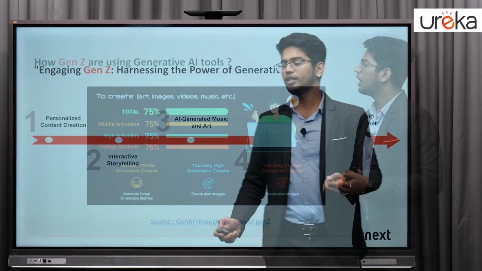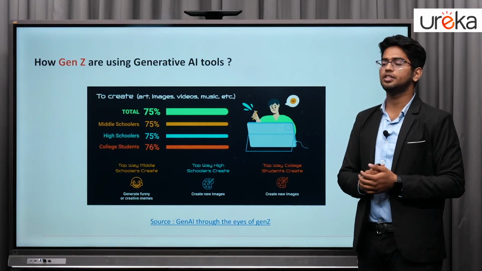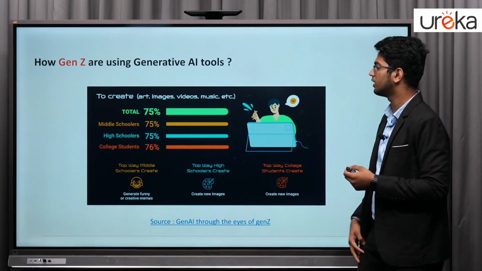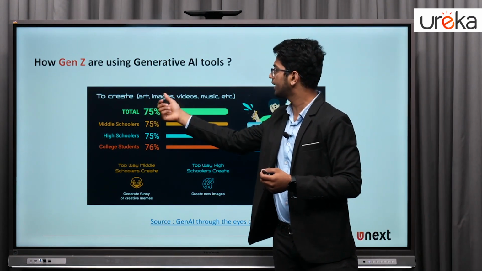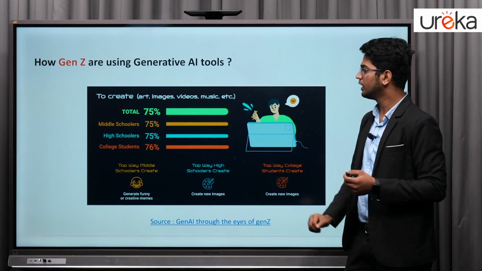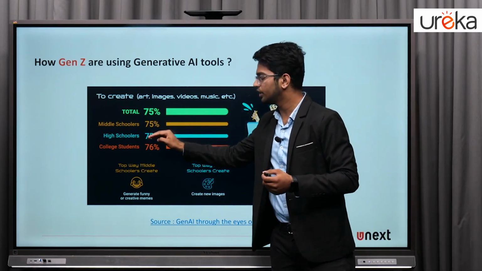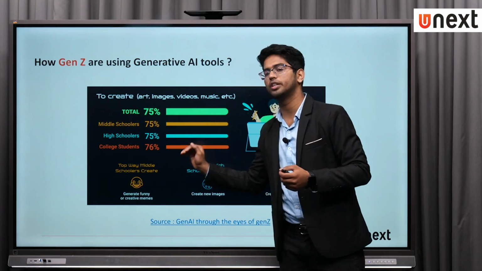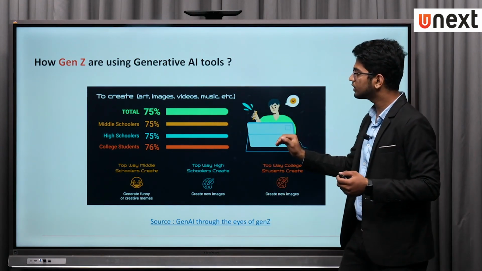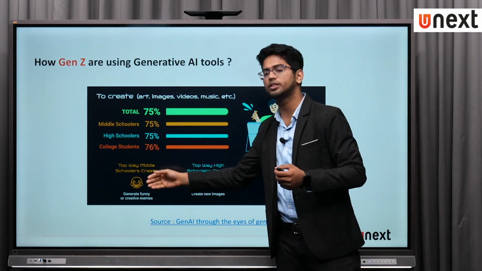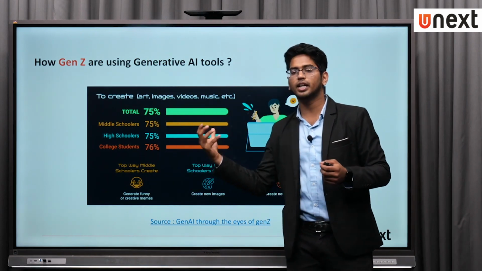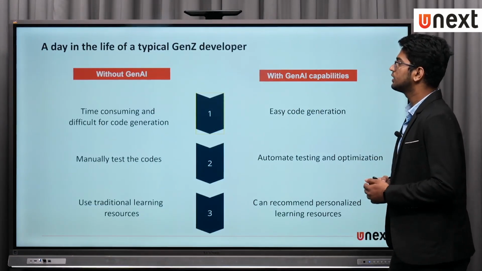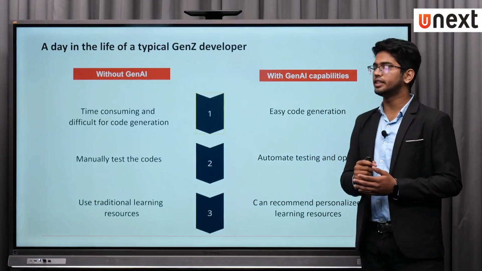Moving to the next slide, how Gen Z are actually leveraging and using these generative AI tools. According to a survey and a research which was done, in terms of creativity to create art, images, videos and music, right? So there was a survey conducted for 3 different Gen Z in terms of middle schoolers, or maybe there are high schoolers or college going students. And then there was a stark contrast saying that 75% of them actually like the idea about using this for creativity.